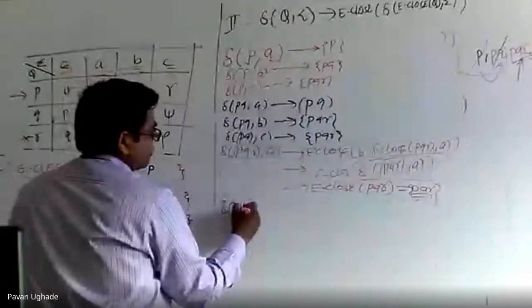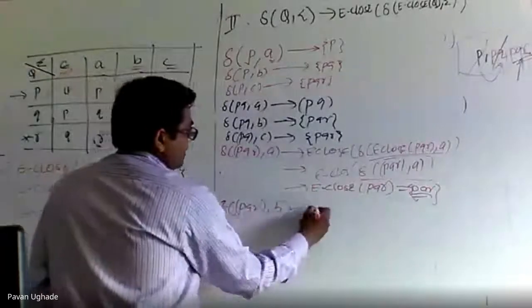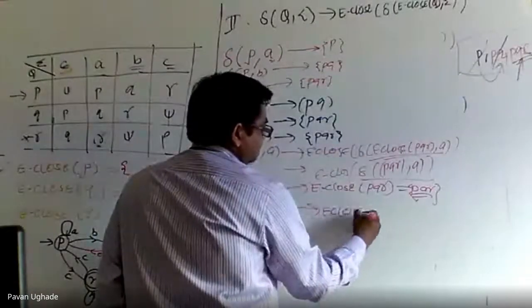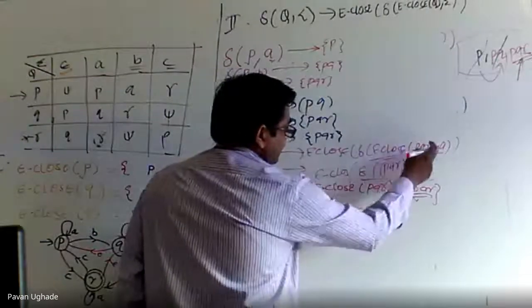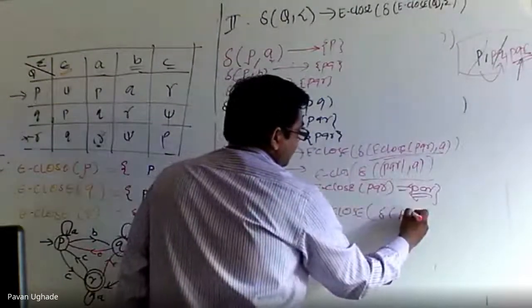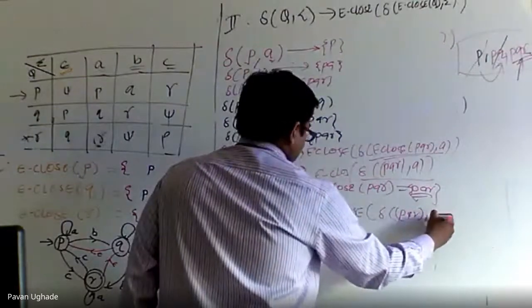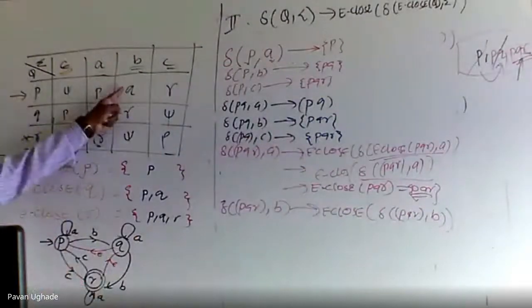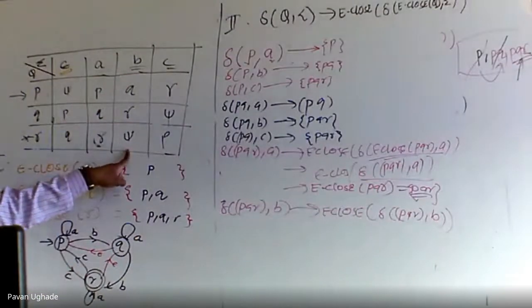Get the transition function of PQR over B. We know we can directly compute the epsilon closure of the transition function, and the epsilon closure of PQR is PQR only. So I will directly write PQR over B. Now PQR over B gives QR and phi, that is QR only.